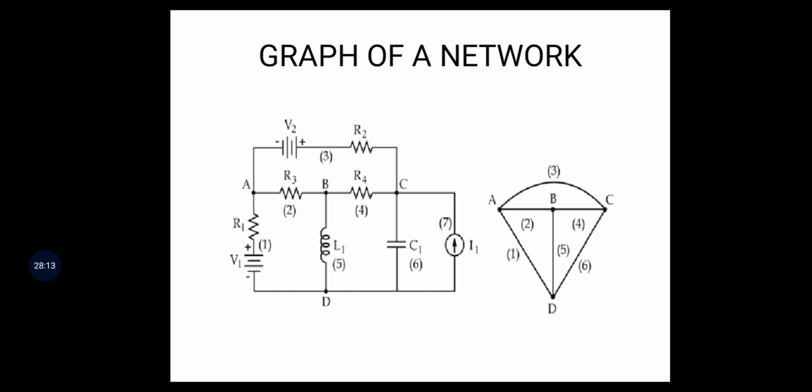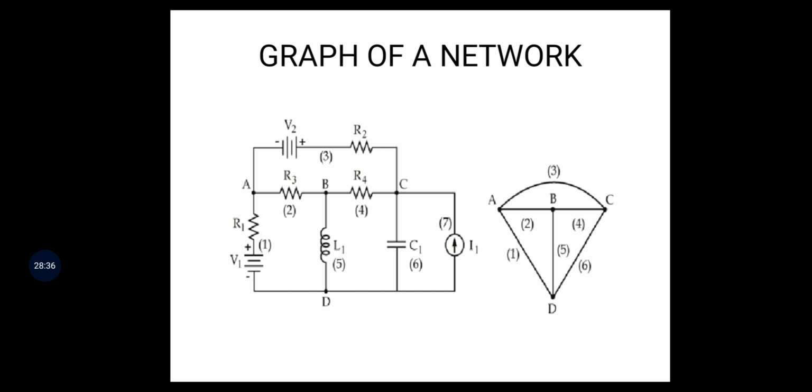Here this is one network. It contains voltage sources V1, V2 and current source I1. Next, the resistances R2, R3, R4, R1, and the inductance L1 and capacitor C1. This contains many elements and many branches.